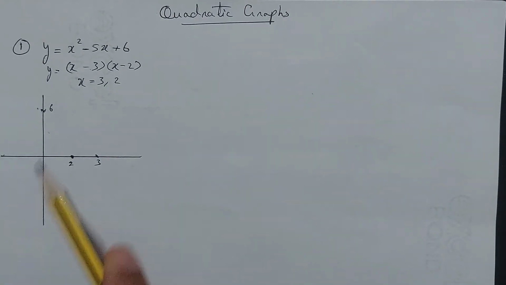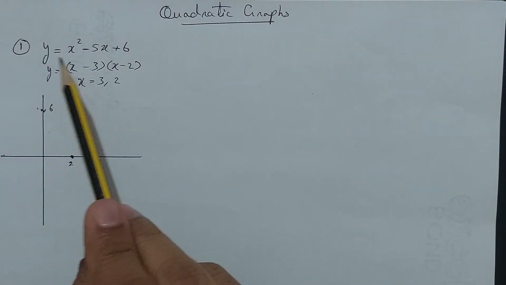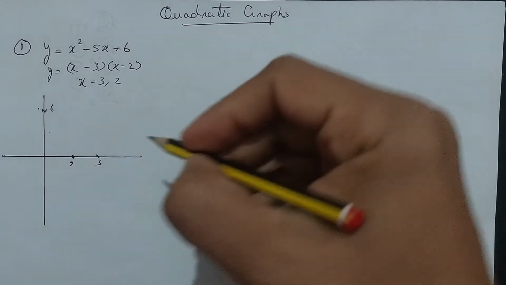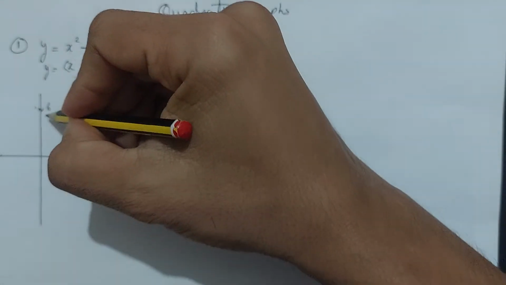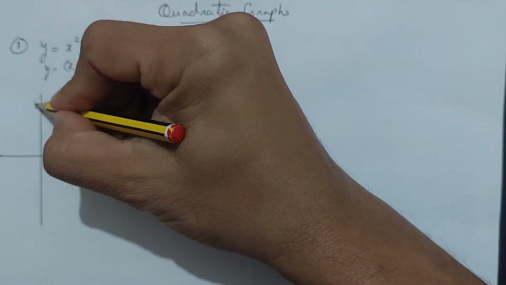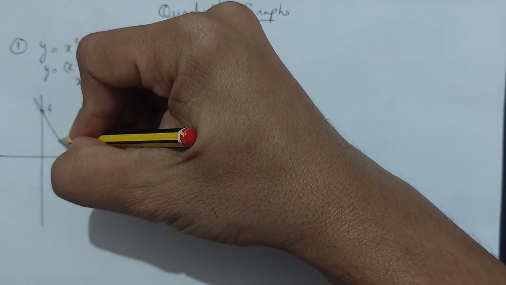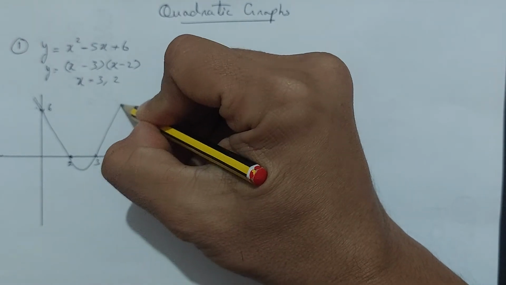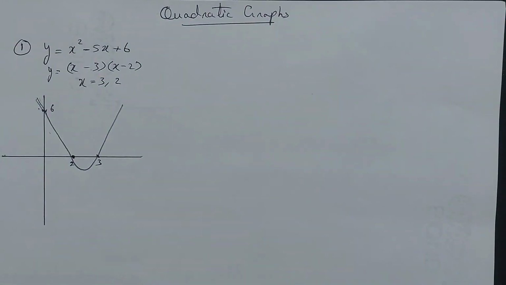It's a positive graph, because if x squared is positive, then it will be a U. So we'll draw with a free hand, coming from here, going down, turning and going up. That's it. Done. That's your quadratic graph.